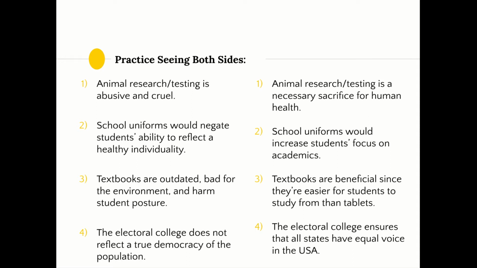On the topic of school uniforms, school uniforms negate students' ability to reflect a healthy individuality. Someone who disagrees would say, school uniforms would increase students' focus on academics. Next topic, textbooks are outdated, bad for the environment, and harm student posture. Someone who disagrees could say, textbooks are beneficial since they're easier for students to study from than tablets. And final topic, the Electoral College does not reflect a true democracy of the population. However, someone who disagrees might argue, the Electoral College ensures that all states have equal voice in the USA.